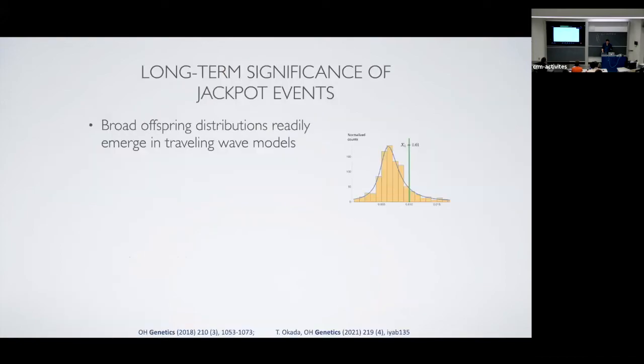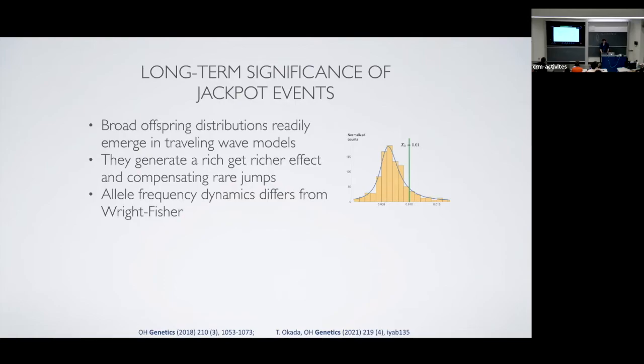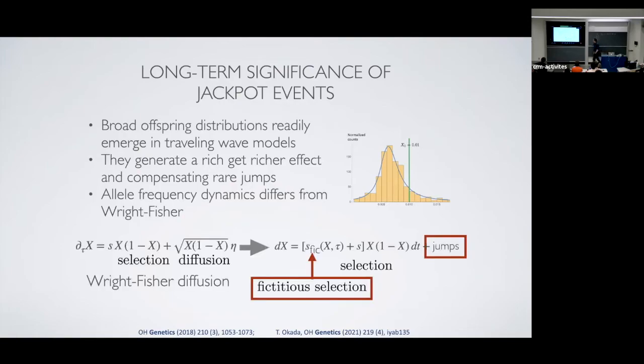So to summarize what I told you about these jackpot events, so broad offspring distributions, they readily emerge on a coarse-grained, so on a characteristic time scale in traveling wave models. They generate a rich-get-richer effect and compensating rare jumps. And the allele frequency dynamics differs quite a bit from the Wright-Fisher case. So here again, you have the Wright-Fisher case, and here I'm indicating how the dynamics unfolds forward in time with selection in the case of these broad offspring distributions.